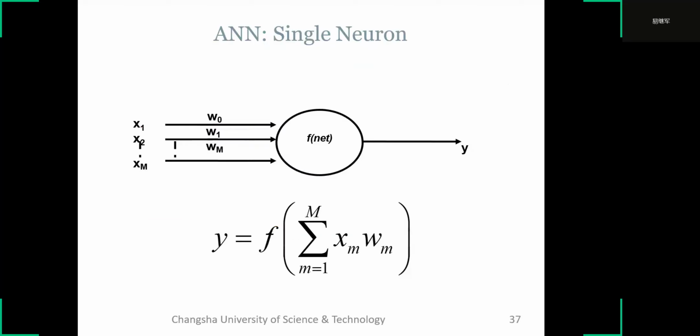This is a single neuron ANN. These are inputs and these are outputs. The inputs are fed to the single neuron, which uses some kind of function that operates on the inputs and generates the output.